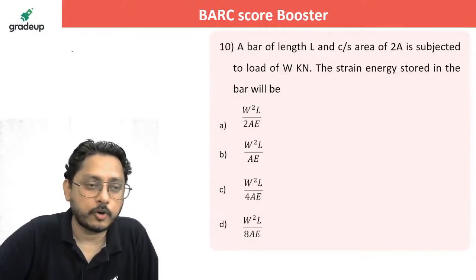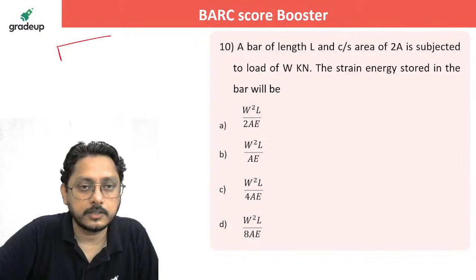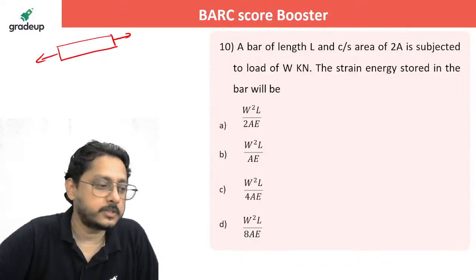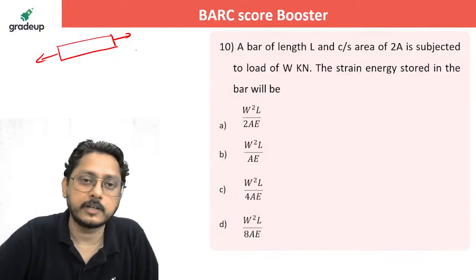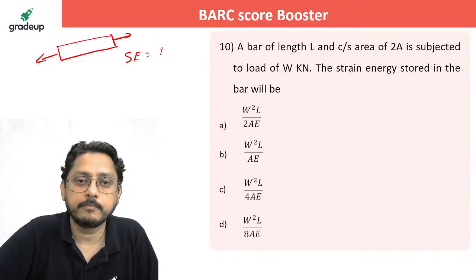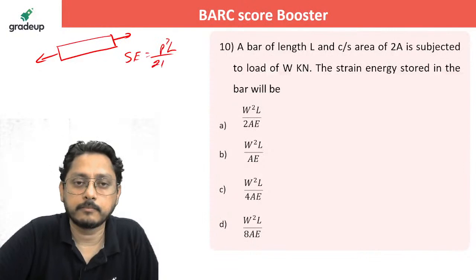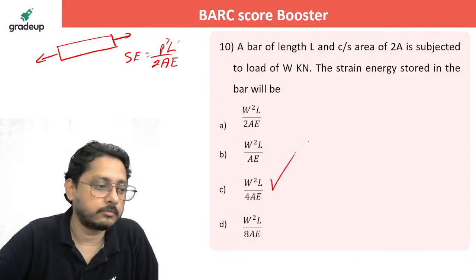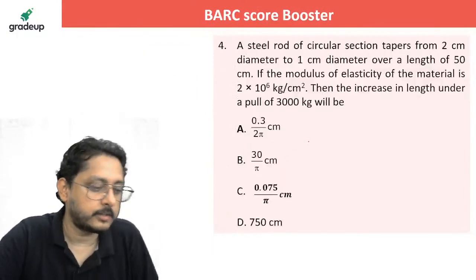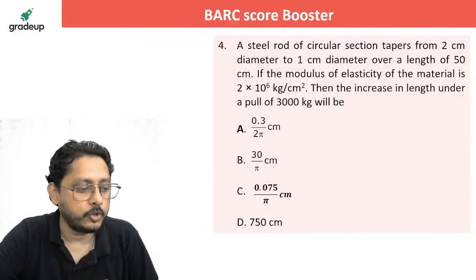What is the formula for strain energy in a bar that is subjected to axial force? The bar which is subjected to axial force, what is the strain energy formula? Now area is already given. The strain energy is P square L by 4E. That's all. What else? Now what about this one?